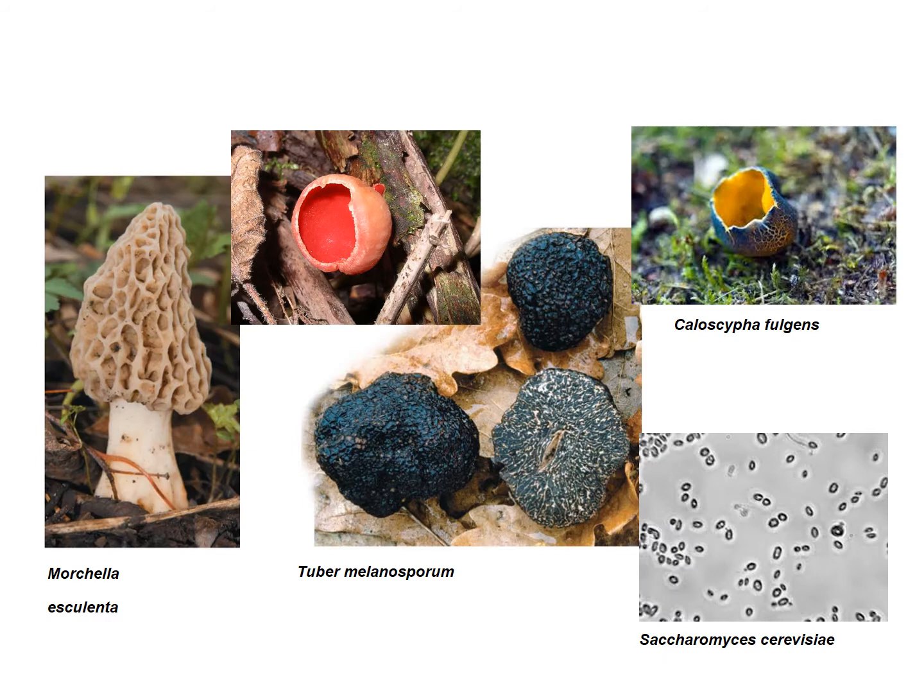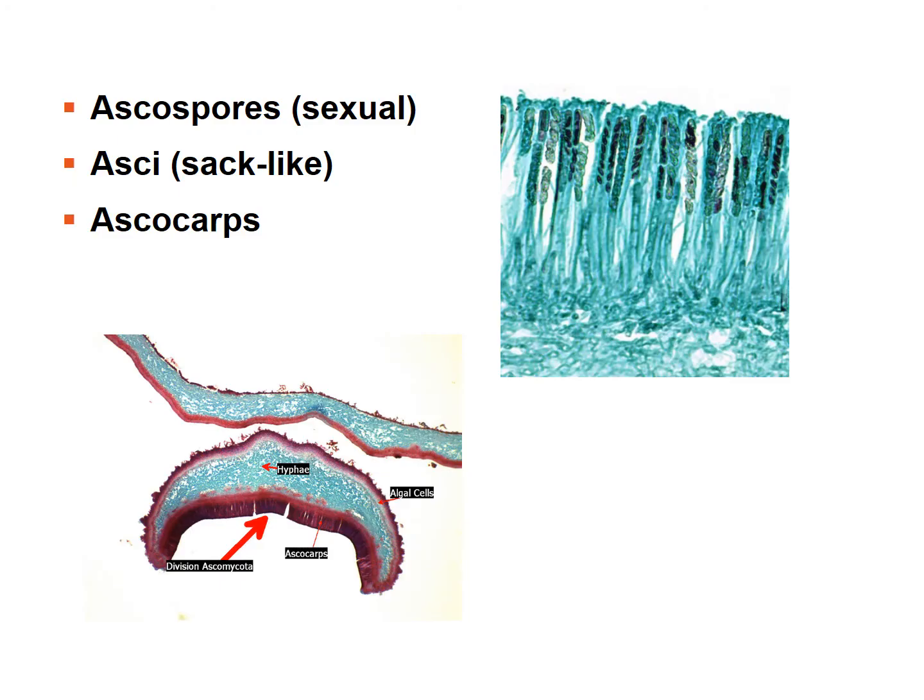Ascomycota is next. Ascomycota are quite diverse in their size, shapes, and colors. Ascomycota range from single-cellular yeast to multicellular sac fungi as shown here. Now let's move into the life cycle.